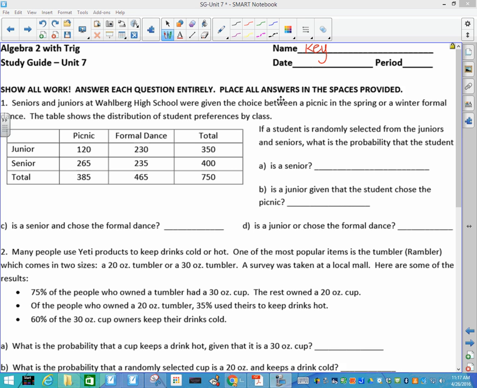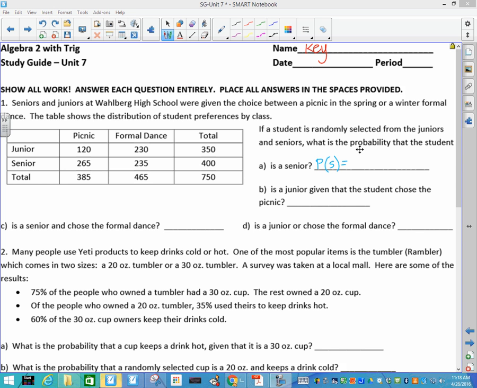So we have our frequency table. Seniors and juniors at Wahlberg High School were given the choice between a picnic in the spring or winter formal dance. The table shows the distribution of the students' preferences by class. If a student is randomly selected from juniors and seniors, what is the probability the student is a senior? So let's go with that. Probability the student is a senior.